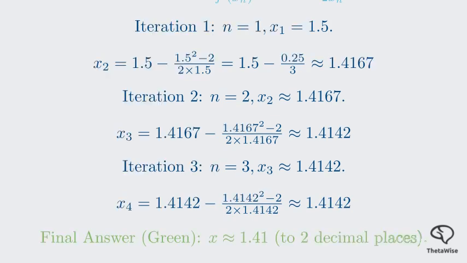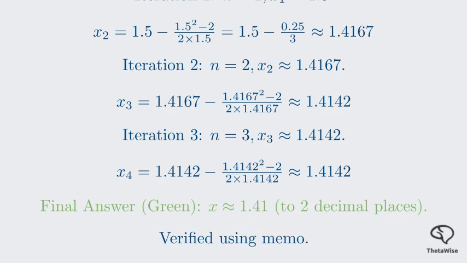Rounding to 2 decimal places, we get 1.41, and we can verify this with the memo. This example successfully demonstrates the iterative nature of Newton's method. You now know how to apply the formula and repeat the process until you achieve the required accuracy.